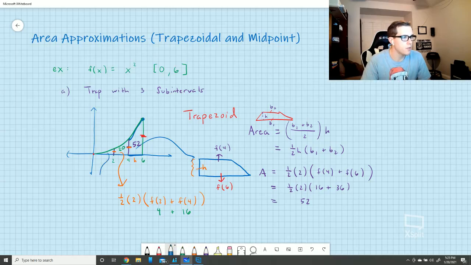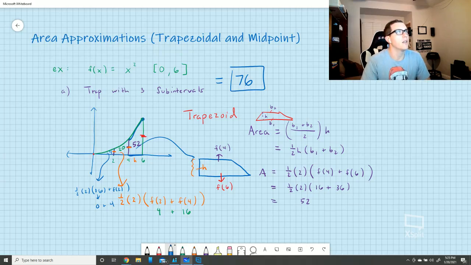And this one is 1/2 times 2 times f of 0 plus f of 2. Well, f of 0 is 0. Is that a problem? Nope. You just include it. F of 2 is 4, like we said. So this cool area right here is 4. Add them all up, and that's our trapezoidal approximation. That looks like 4 plus 20 is 24, 76. And hopefully I didn't mess this one up like I did the other day.